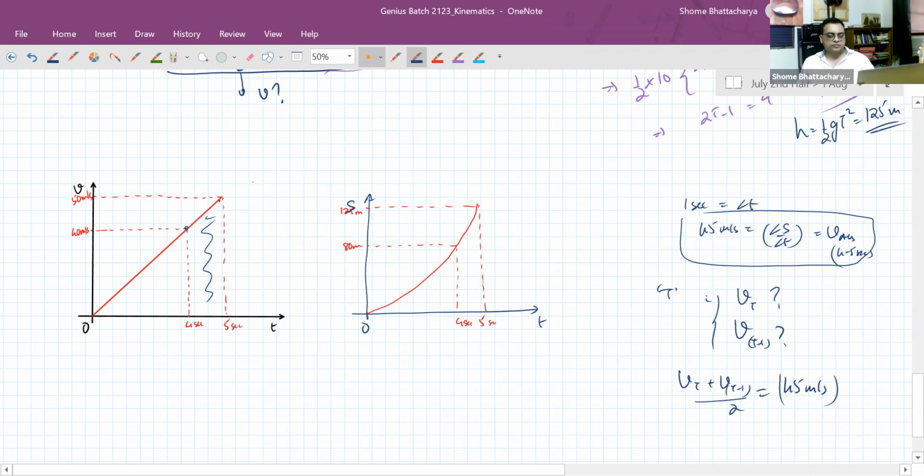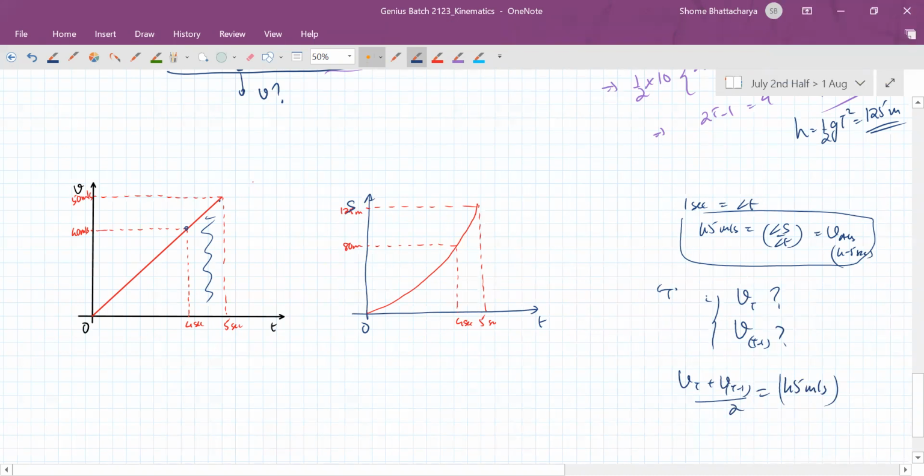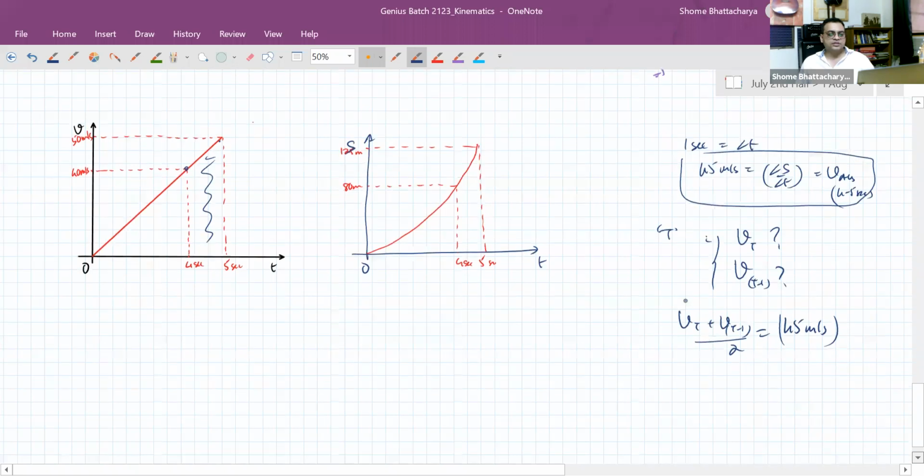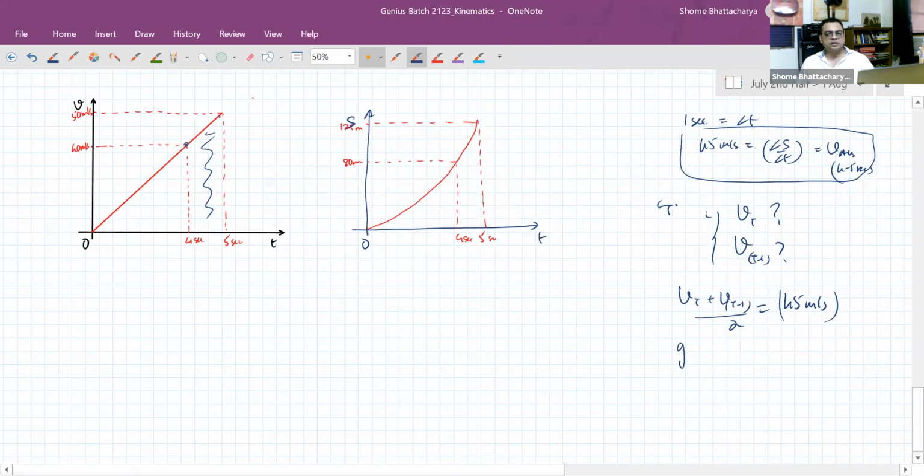And sir, v is equal to u plus at formula. That t, sir, what is that t? It's the instantaneous time. So here I'll have to substitute v at t as g into capital T, because it's the velocity at t. I'll have to substitute v at t minus 1 as g into t minus 1.